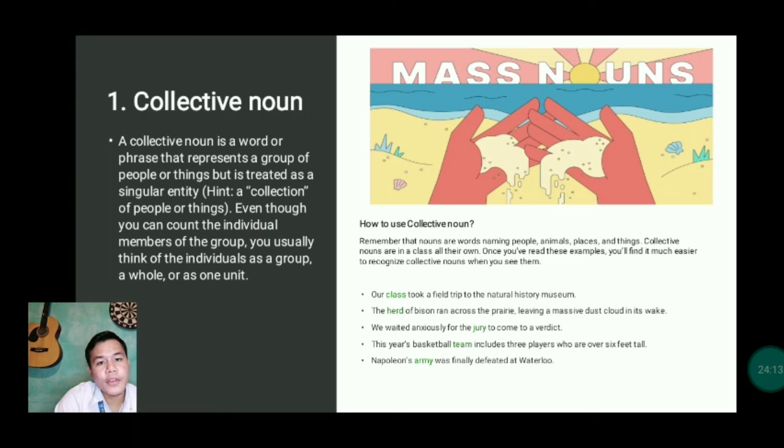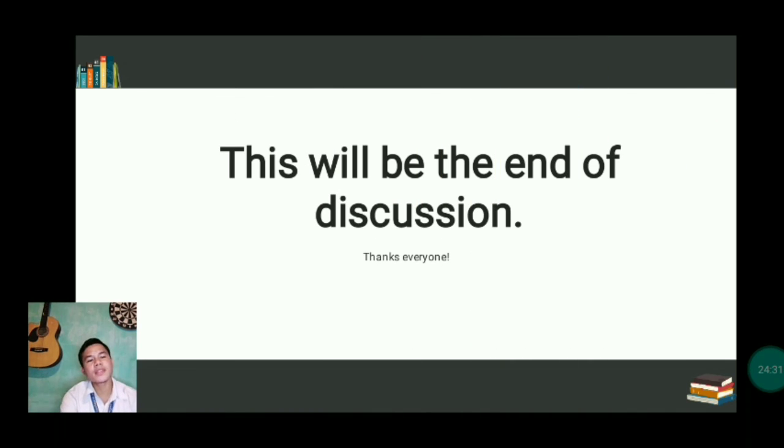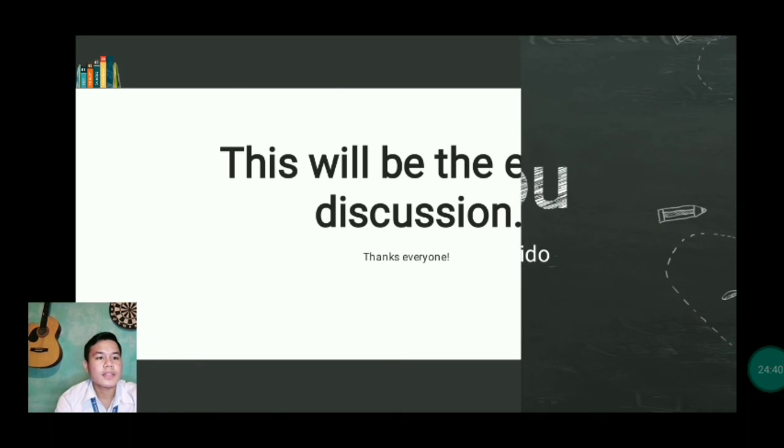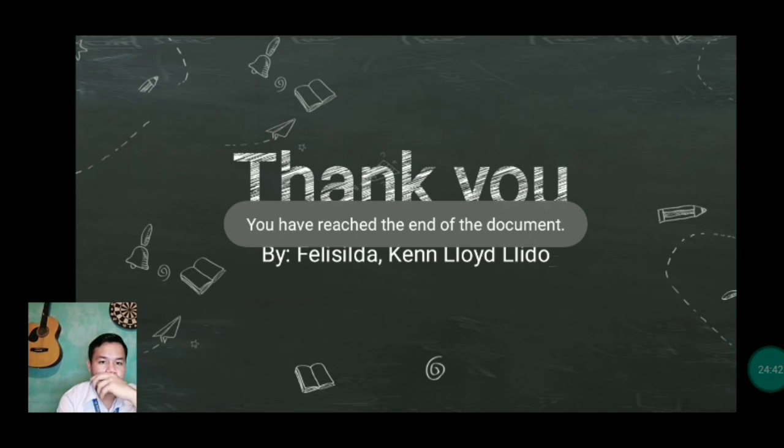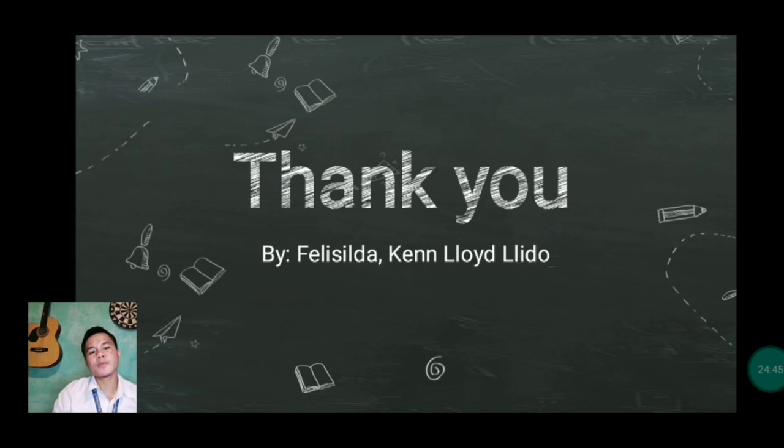Remember, nouns are words naming people, animals, places, and things. Collective nouns are in a class of their own. Once you read these examples, you will find it much easier to recognize collective nouns when you see them. Here are a few examples: our class, the herd, the jury, that year's basketball team, and Napoleon's army was finally defeated at Waterloo. So guys, that's all. This is the end of our discussion.